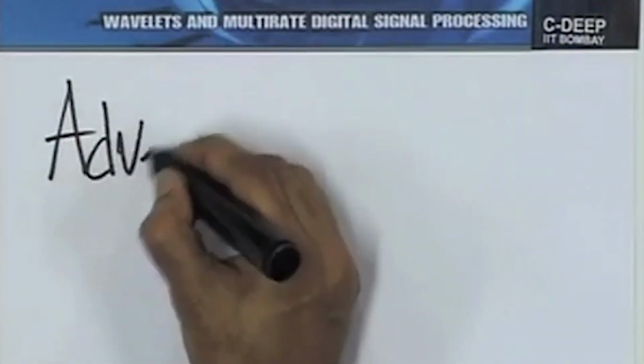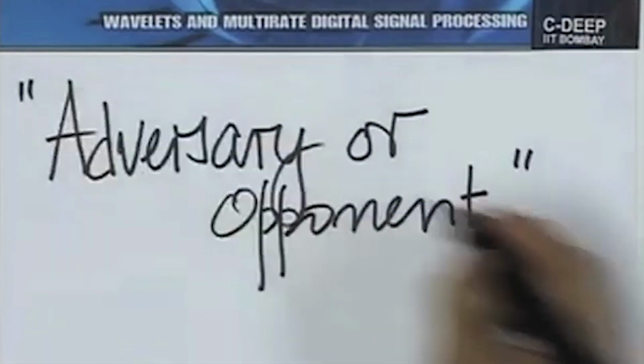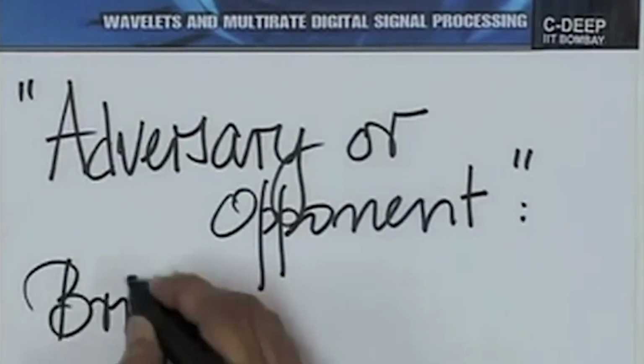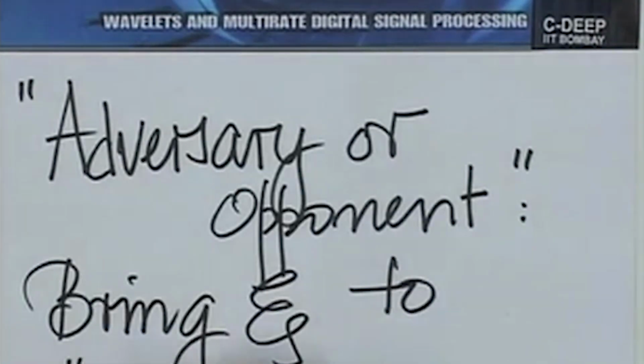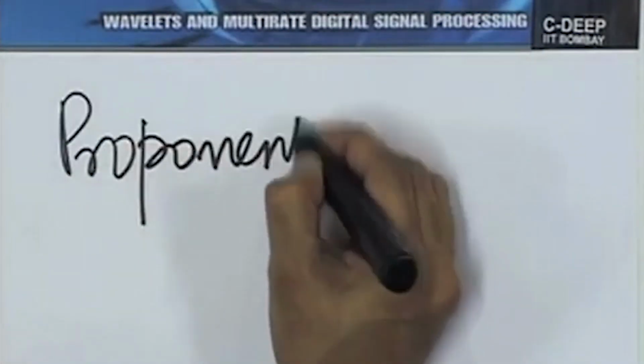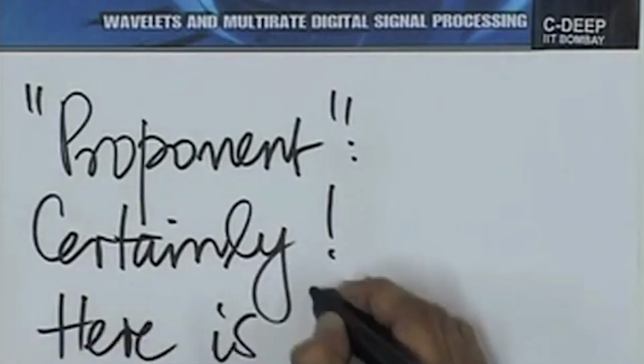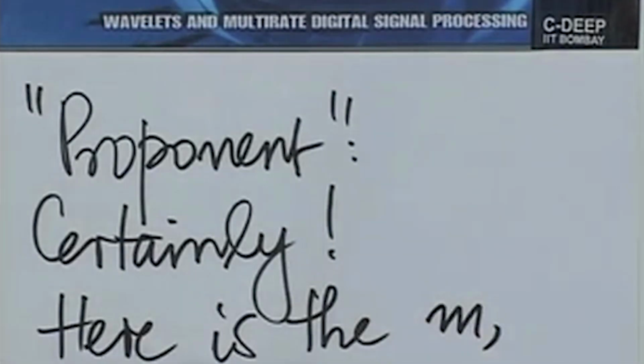Then the adversary or opponent says, bring e to a small value, let us say E 0, and the proponent says, certainly, here is the m such that t by 2 raised to the power of m is okay. So, that is the idea of proponent and opponent here.